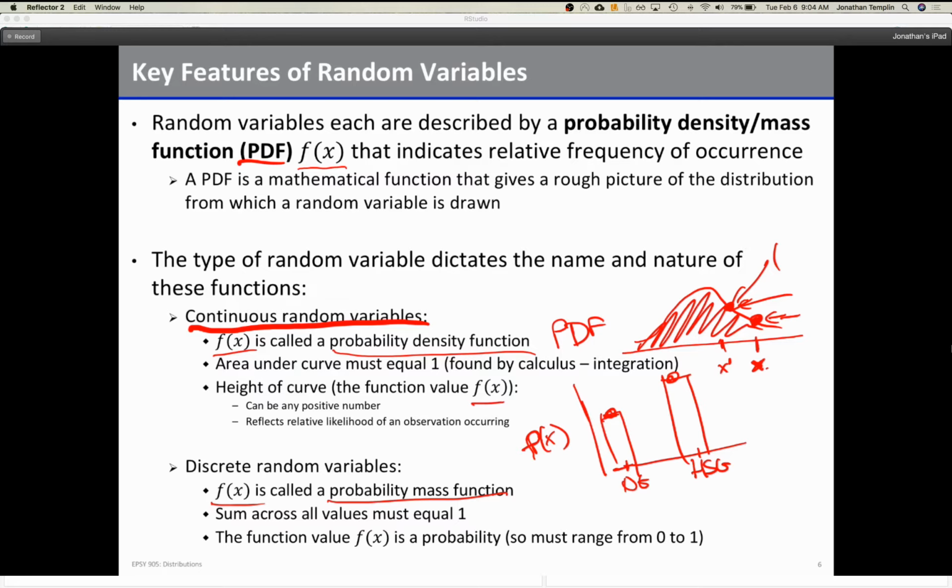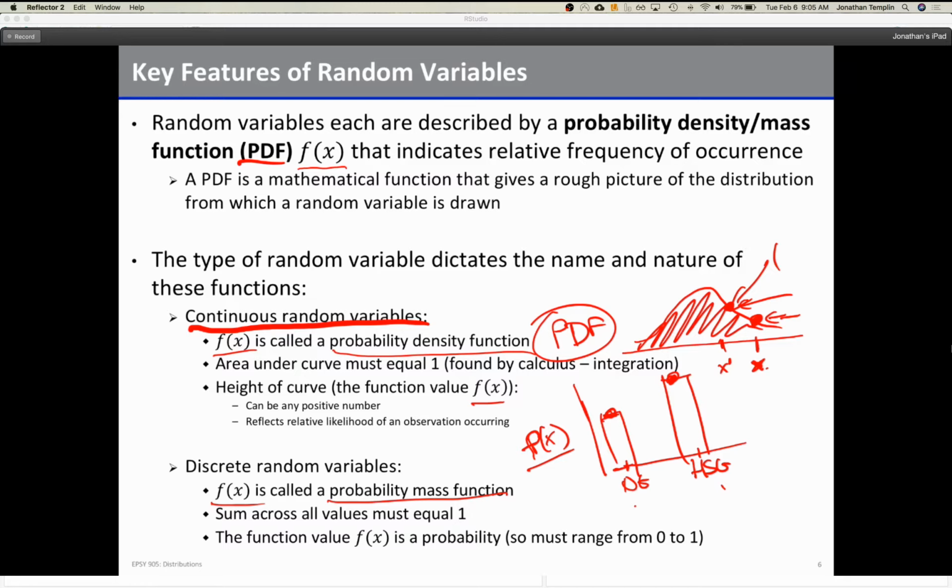Now, in general, I'm just going to call both of these PDFs because it's easier to denote. But the key difference between a continuous random variable and a discrete random variable is that in the discrete case, we can interpret the number that comes out of the function as a probability because there's a discrete set of categories we're talking about. Whereas in a continuous random variable, the number that comes out of the function cannot be interpreted as a probability, but it is more like a relative frequency.